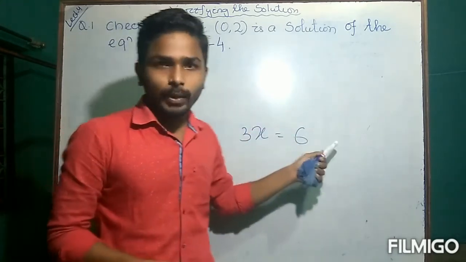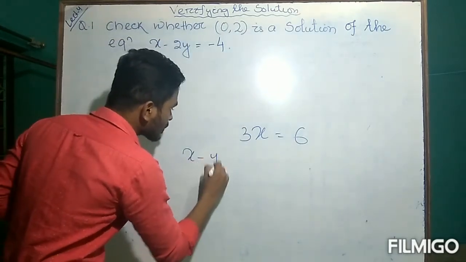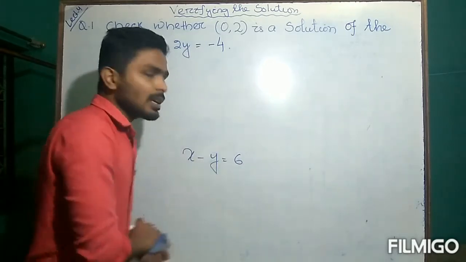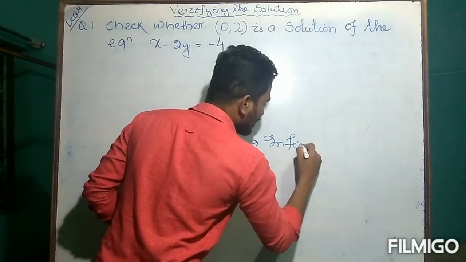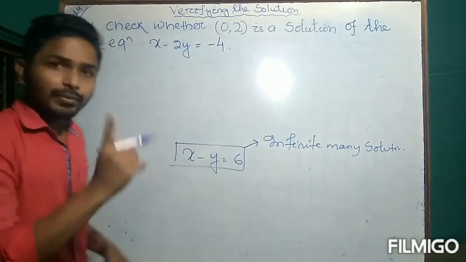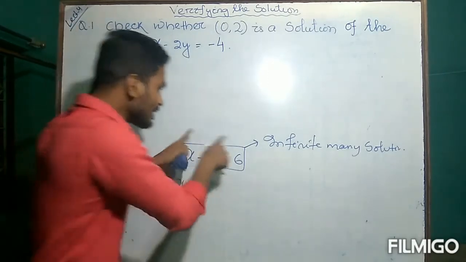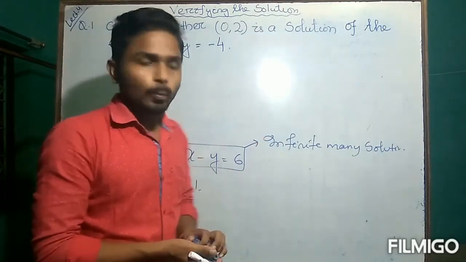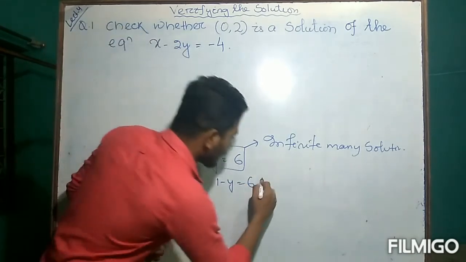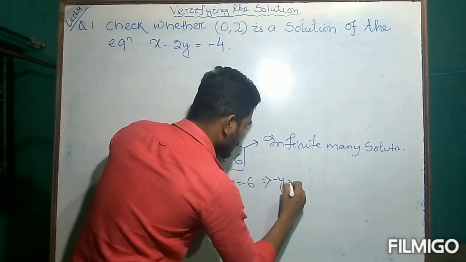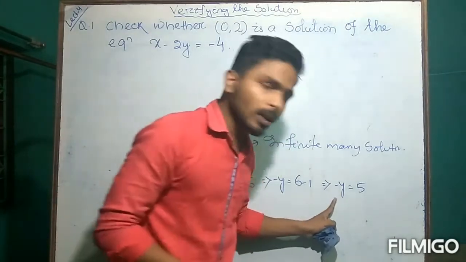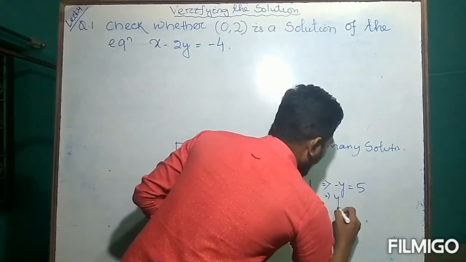But if this equation turns into a linear equation in two variables, like x minus y is equal to 6, then how many solutions are possible? For this equation we have infinitely many solutions. How and why? Because if you put x is equal to 1 in this equation, you get a particular value of y. The equation becomes 1 minus y is equal to 6, so minus y is equal to 6 minus 1, which is 5. You don't need minus y, you need only y.